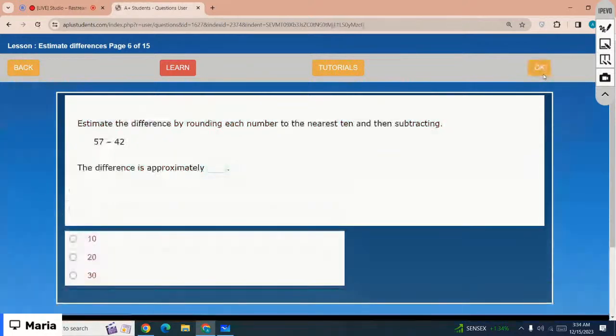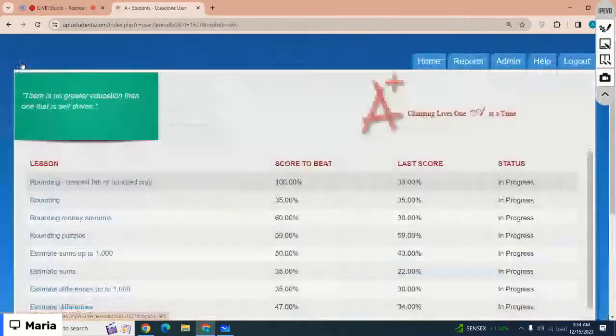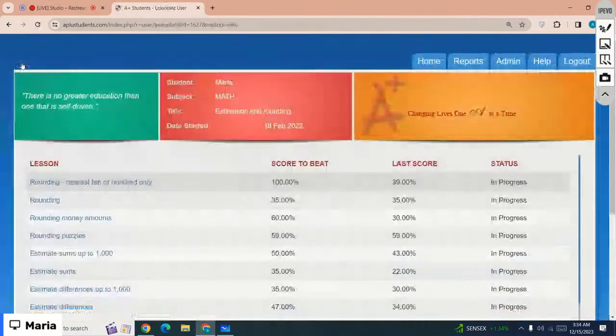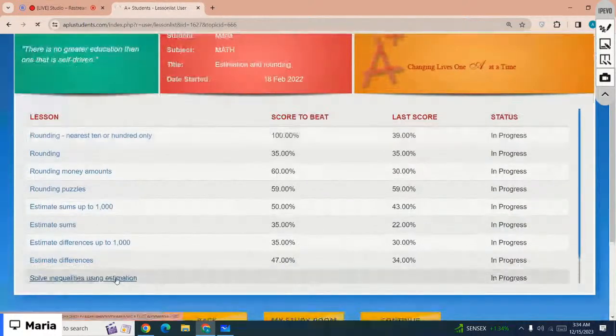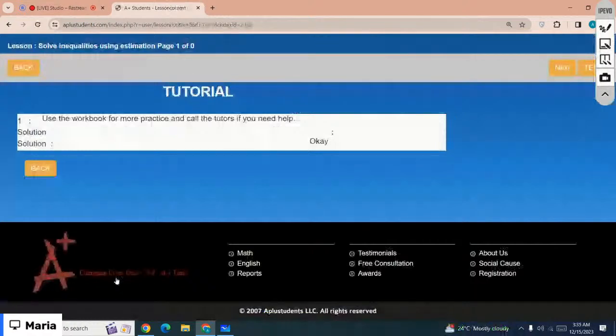Okay, you can complete the lesson by yourself today. Let me just move on to the next lesson, and the next lesson is solve inequalities using estimation, right? Use the workbook for more practice and you can call the tutors if you need help. Okay, let's just see the next lesson. I think the next one is the last lesson from the chapter, that is estimate products, right?